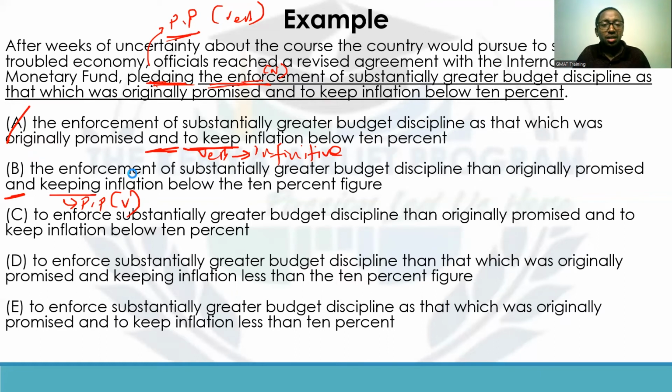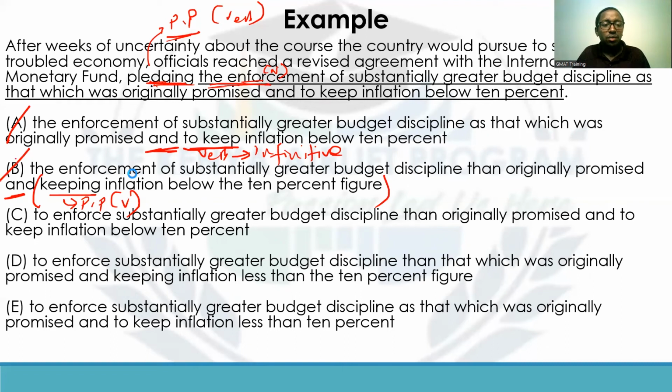So these officials, they reached a revised agreement pledging the enforcement of substantially greater budget discipline and keeping inflation below the 10% figure. So this agreement is keeping inflation below the 10% figure. That can't be an agreement, because the agreement should be to keep inflation, or that they would keep inflation below the 10% figure. So it doesn't really make any sense. So meaning-wise, this is flawed. This is the second part. So we can eliminate B.